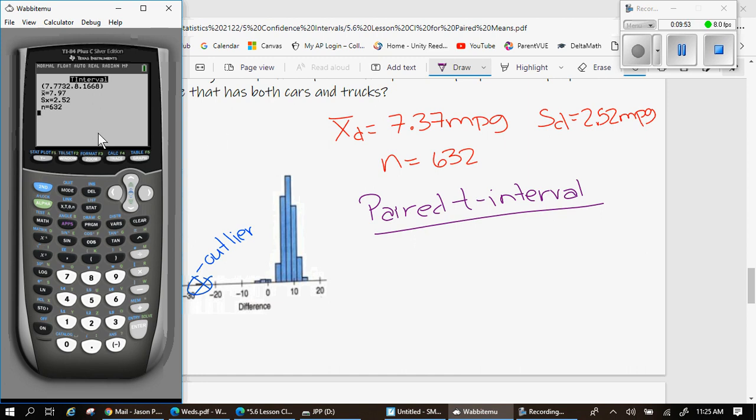Oh, I put a wrong number in. So if yours looks different than mine, that's okay because I put the wrong number in. I said this was 7.97 and said 7.37. There we go. So there's our interval. These are differences in miles per gallon. So 7.17 miles per gallon, 7.57 miles per gallon. I'm going to write it like that.